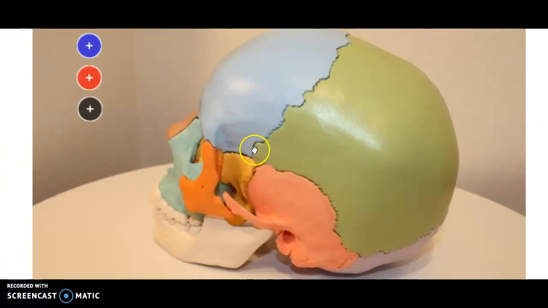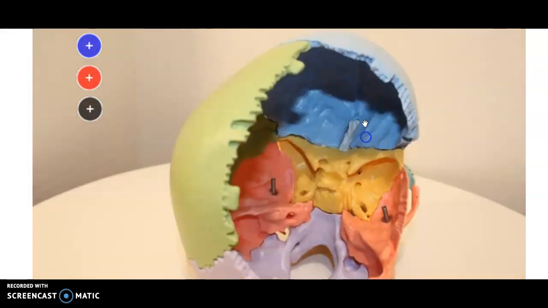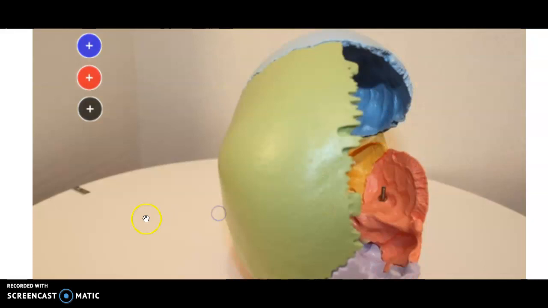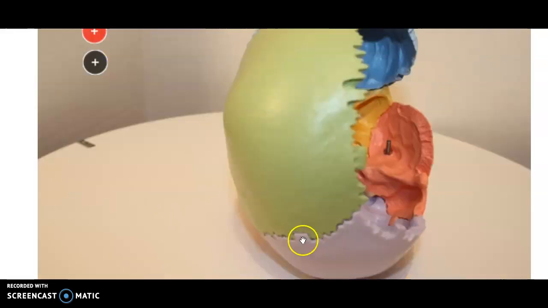We have the coronal suture between the frontal and the parietal bones. It goes all the way to the other side. Remember, I took the parietal bone off here so you could see. So that would be the coronal suture right there. This is the sagittal suture, and you could see how it's sort of interwoven together. And it's between the two parietal bones. We have the lambdoid suture between the parietal and occipital bones, so that would, again, be right here.